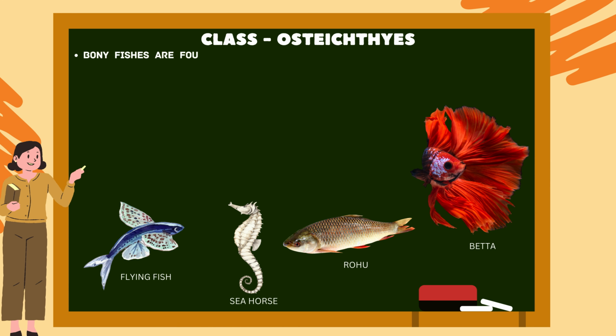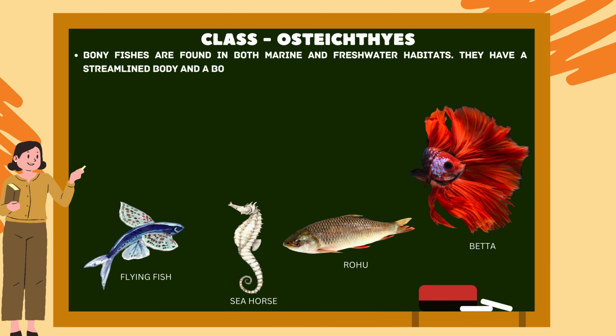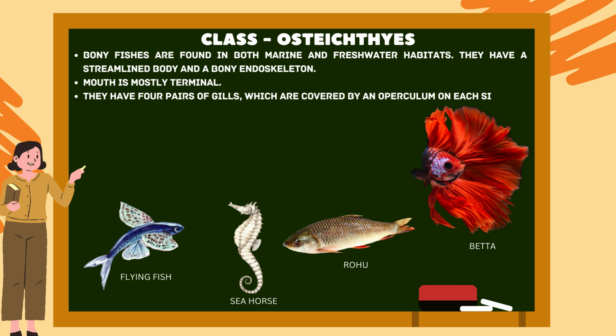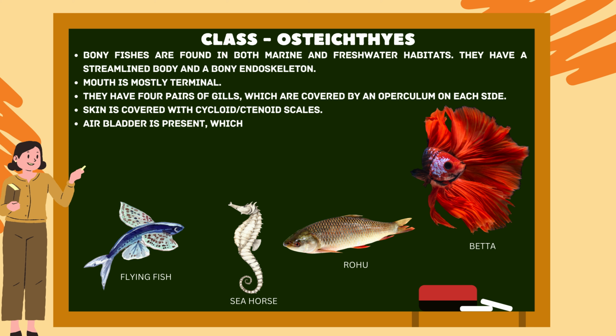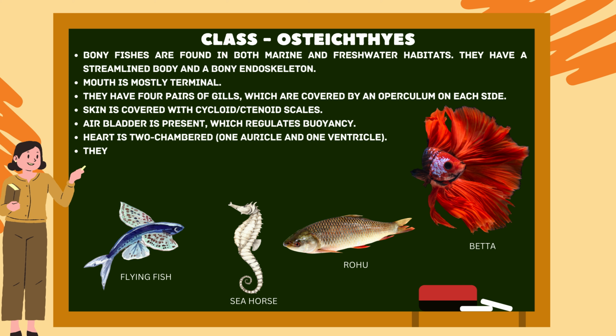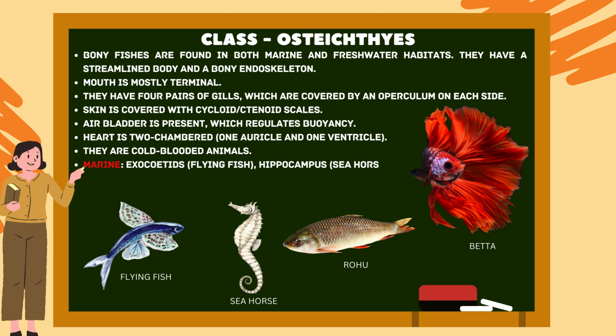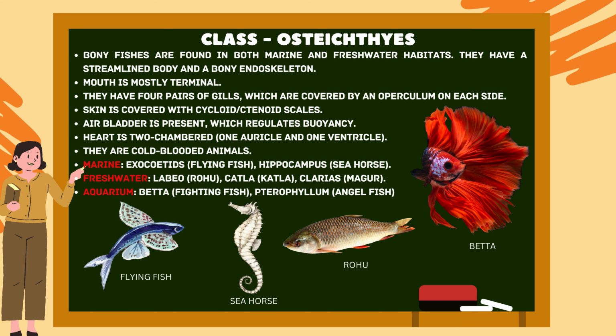Class Osteichthyes. Bony fishes are found in marine and freshwater habitats. They have a streamlined body and a bony endoskeleton. Mouth is mostly terminal. They have 4 pairs of gills which are covered by an operculum on each side. Skin is covered with cycloid and ctenoid scales. Air bladder is present which regulates buoyancy. Heart is 2-chambered, 1 atrium and 1 ventricle. They are cold-blooded animals. Marine and freshwater examples: Hippocampus, Rohu, Catla, Mrigal, Betta, and angelfish are the examples of these.